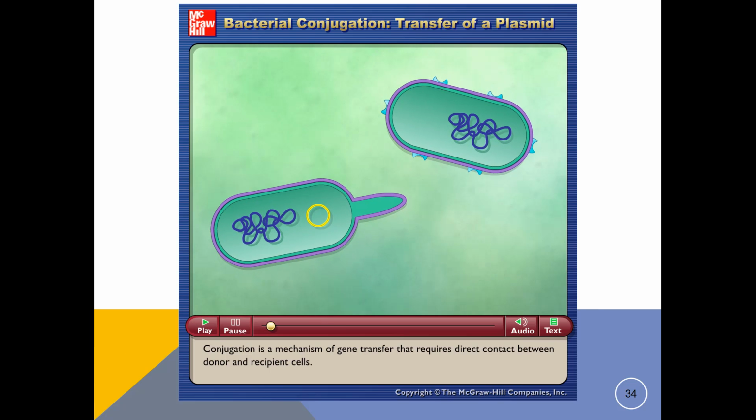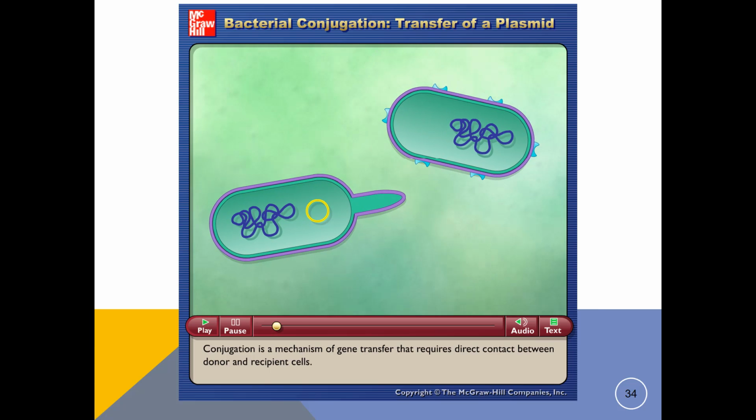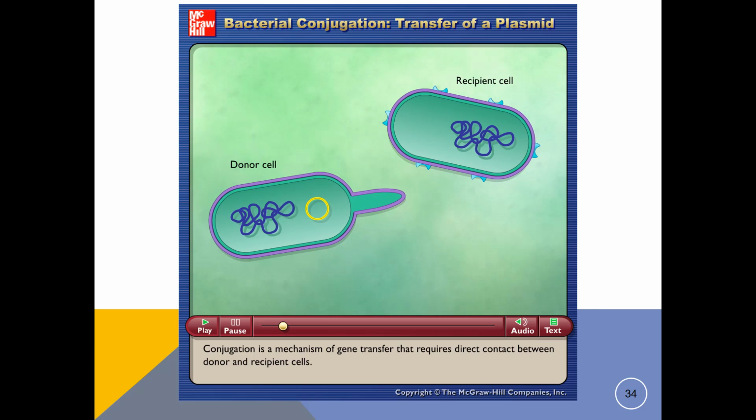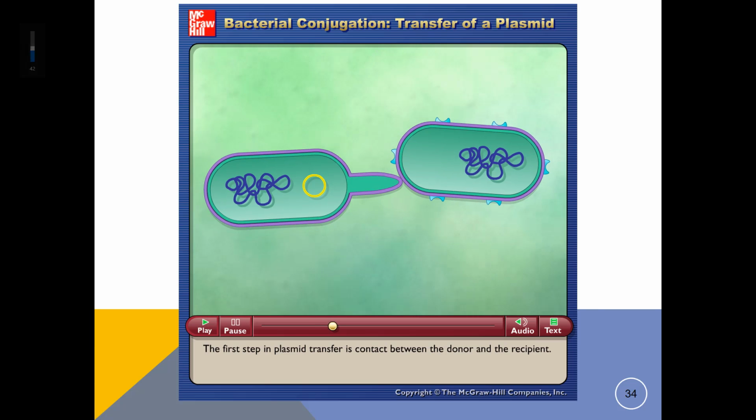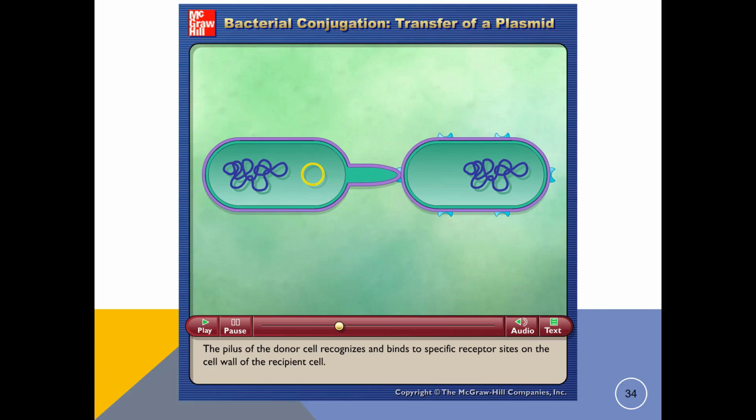Conjugation is a mechanism of gene transfer that requires direct contact between donor and recipient cells. A plasmid is a small piece of DNA, separate from the main chromosome, that carries genetic information for such things as antibiotic resistance. The first step in plasmid transfer is contact between the donor and the recipient. The pilus of the donor cell recognizes and binds to specific receptor sites on the cell wall of the recipient cell.